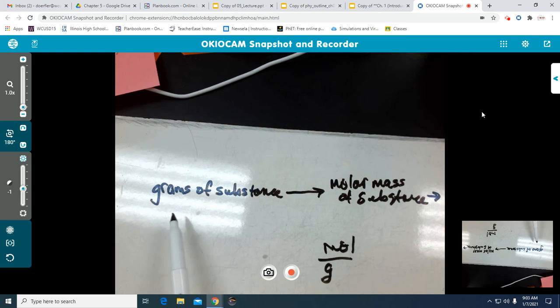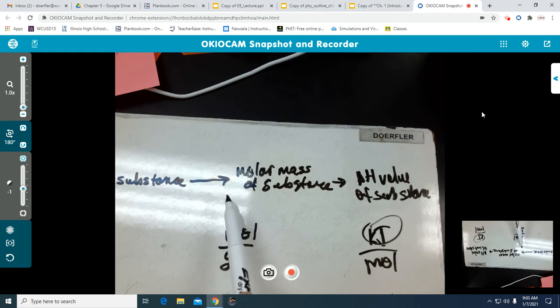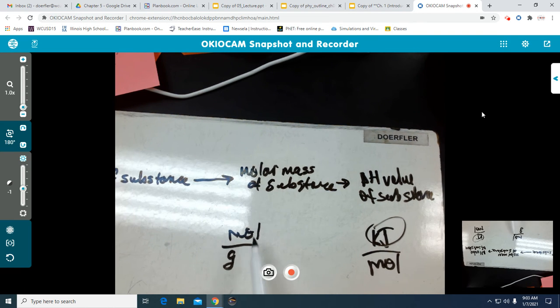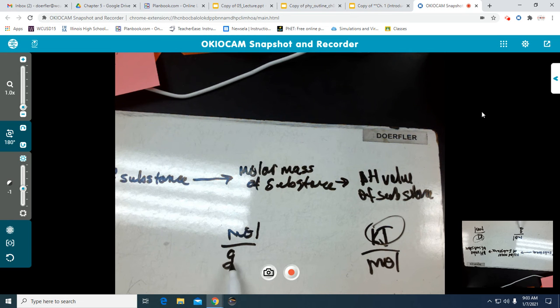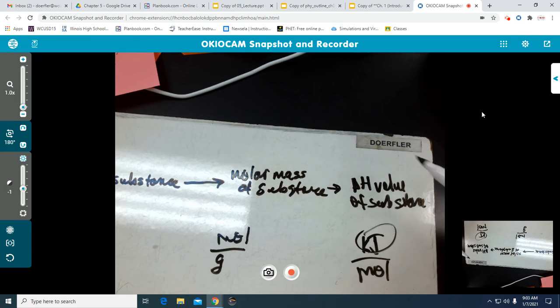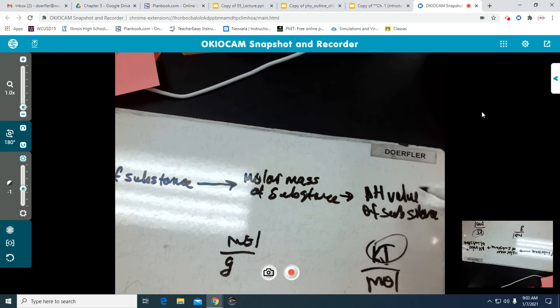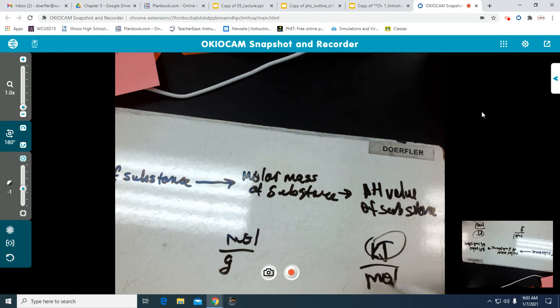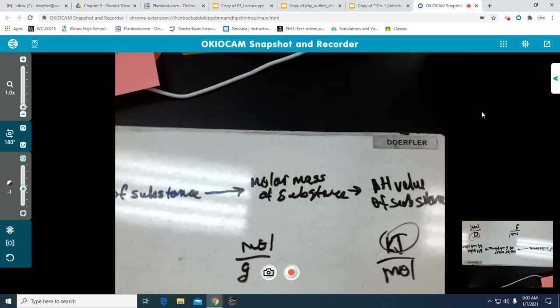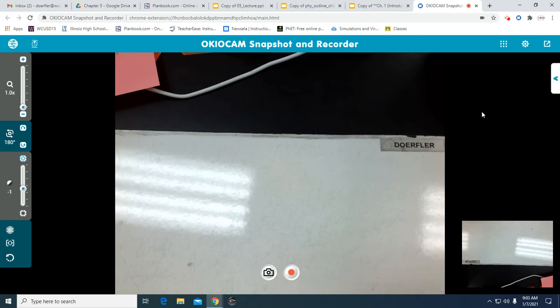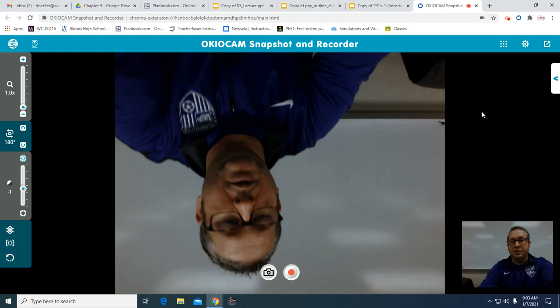So let's go over this again. You're going to write down your grams of substance, which will be given to you. You will then have to use your periodic table to determine the molar mass of the substance. Make sure you put it in moles over your mass that you calculate. You will then use the delta H value given to you in the problem or reaction equation, making sure that it's kilojoules over mole.